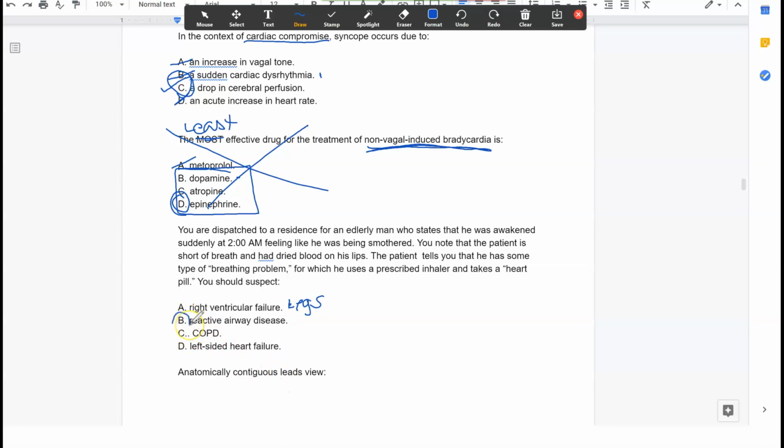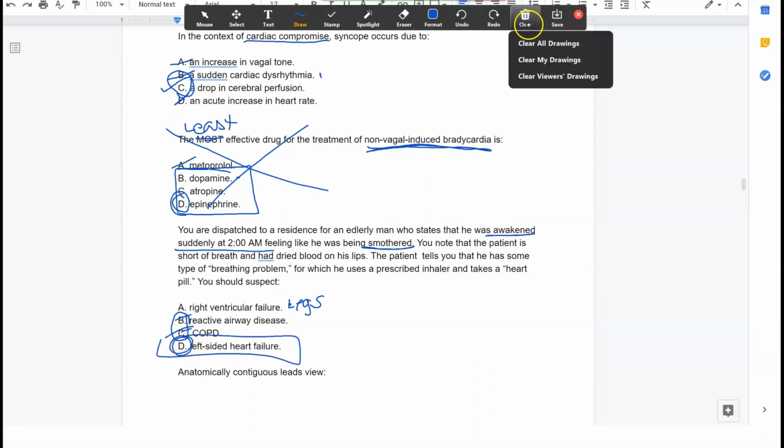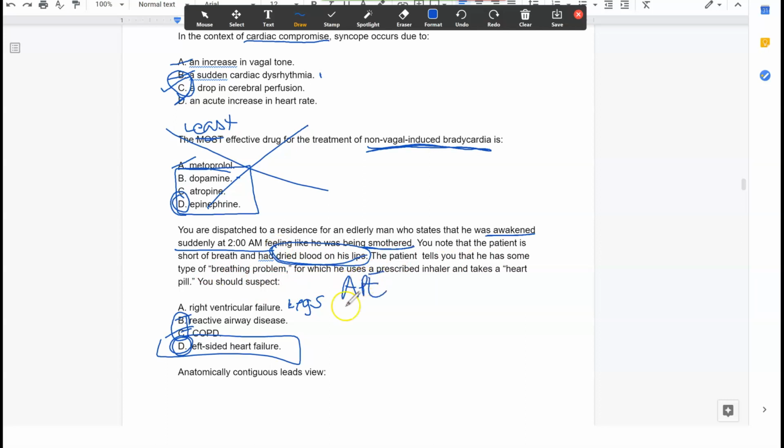Reactive airway disease and COPD, right, they kind of hang out together. But do they make you feel like you're being smothered? No, probably not. And they also aren't things that wake you up suddenly, right? Left-sided heart failure. This is your answer. Also, that clue is the dry blood on his lips, right? That's usually a good significant finding for APE, which is associated with left-sided heart failure.